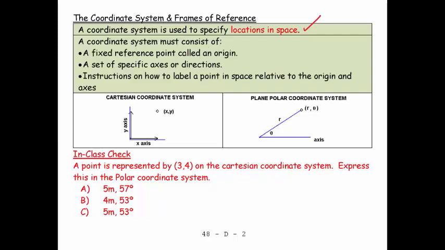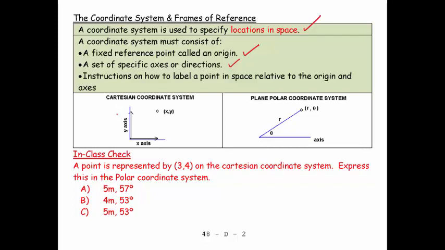A coordinate system must consist of, well, you need a fixed reference point called the origin. On the number line, we call it the number 0. On a graph, it would be, for example, the origin, the 0, 0, 0 in x, 0 in y point. And in a 3-dimensional space, there'd also be a similar origin. We need a set of specific axes or directions, and then we need instructions on how to label a point in space relative to the origin and the axes.